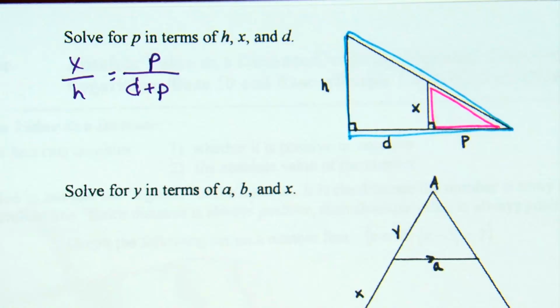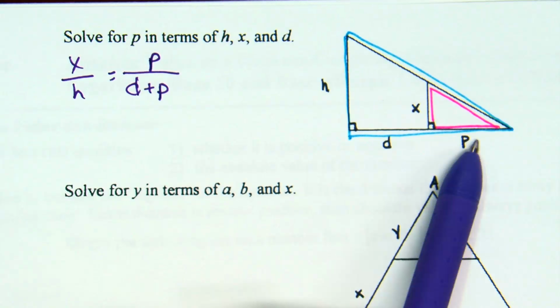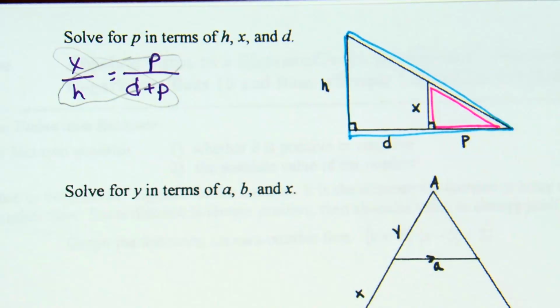If, instead of doing x over h, you did x over p, then you'd be doing h over d plus p. Here's the deal. Do your cross products match my cross products? That's what matters, right? What are we solving for? Yeah, we have to take this mess and solve it for p. So let's go ahead and cross product. Can you handle it if I go ahead and distribute?